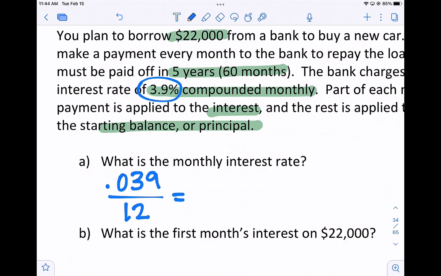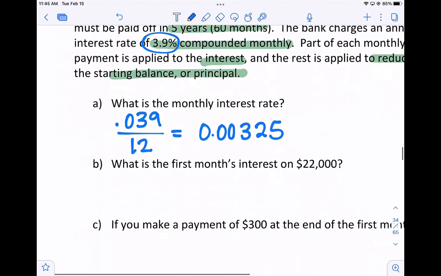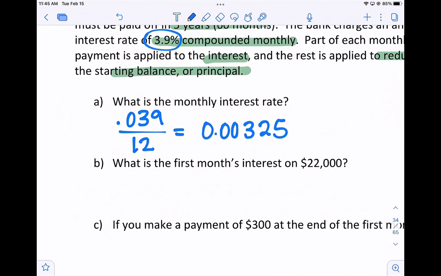So that is 0.00325. So every month you're paying about 0.325%, so that when you add it up at the end of the year, you're paying that 3.9% interest. So to figure out after 1 month, how much is going towards the bank? It says, what is the first month's interest on $22,000? So we'll take that answer, and we're going to multiply it by $22,000.